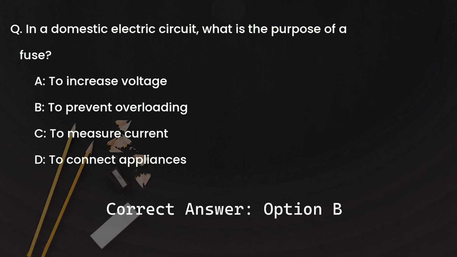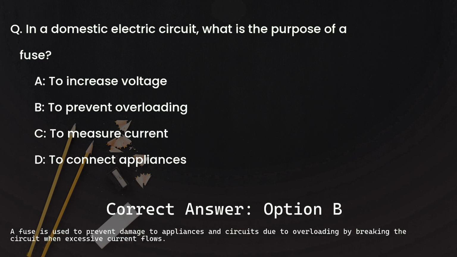The correct answer is option B, which is to prevent overloading. A fuse is used to prevent damage to appliances and circuits due to overloading by breaking the circuit when excessive current flows.